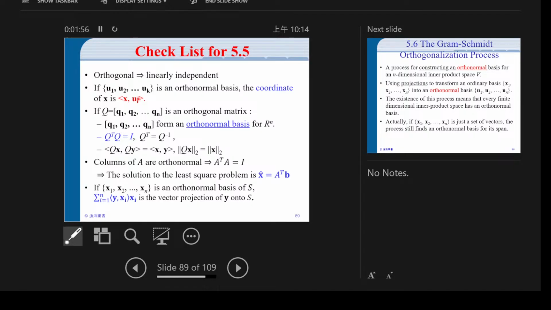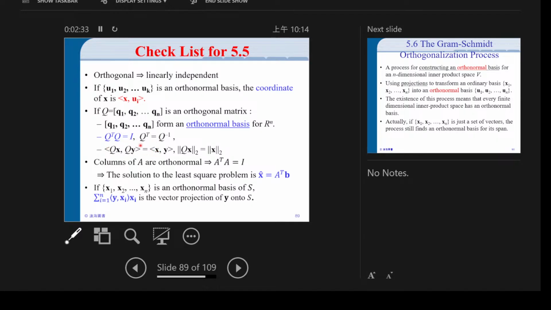You can calculate the coordinates easily, and also if you list the basis elements together, it becomes what's called an orthogonal matrix. The orthogonal matrix has several nice properties, and I guess the biggest one is that because each element is orthonormal, the transpose of the orthogonal matrix is the inverse of the orthogonal matrix. So QTQ equals the identity.